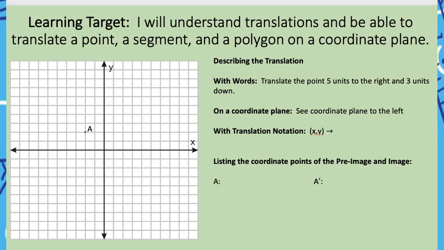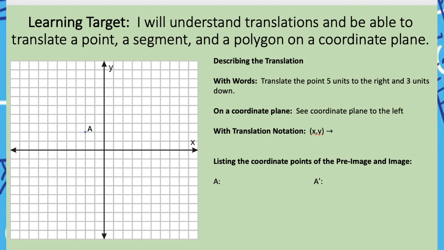We're going to learn a little bit more about the geometric transformation translation, which is a slide. And we're going to do that specifically by translating a point, a segment, and a polygon on a coordinate plane. So this first example is a point A. We're going to translate it 5 units to the right and 3 units down.